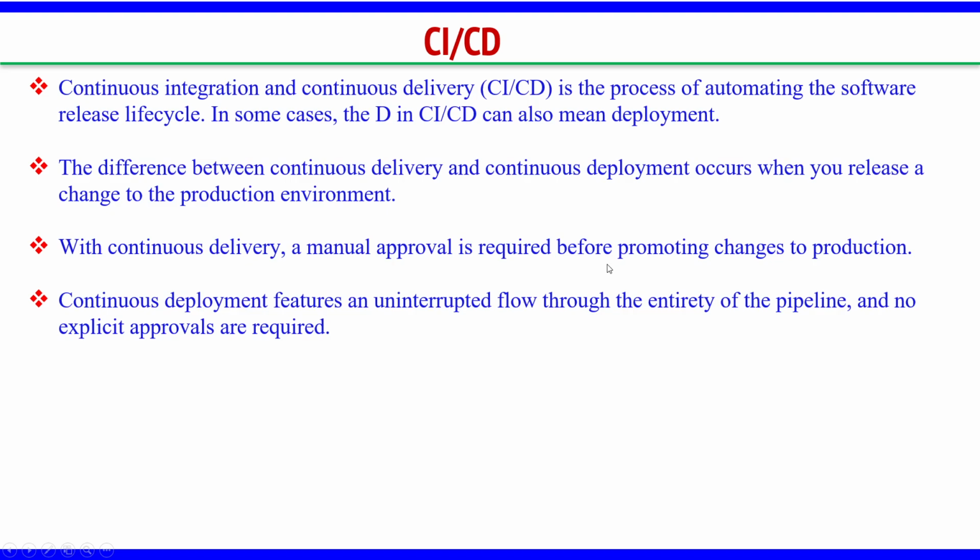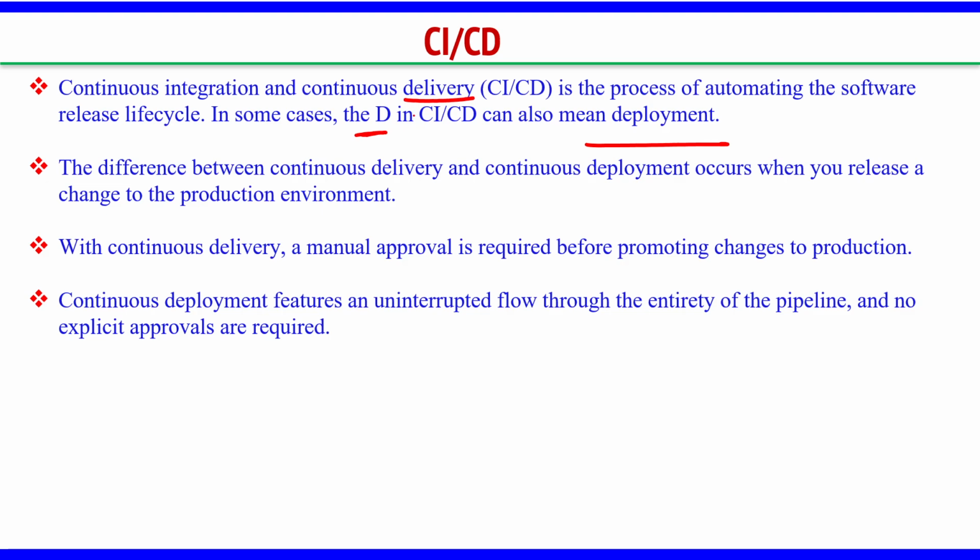So next, more detailed understanding of CI/CD. Right? So we know continuous integration and continuous delivery, D, is the process of automating the software release cycle. In some cases D can also mean deployment, but initially it was delivery, later they have mentioned it as both. It represents both delivery and deployment.